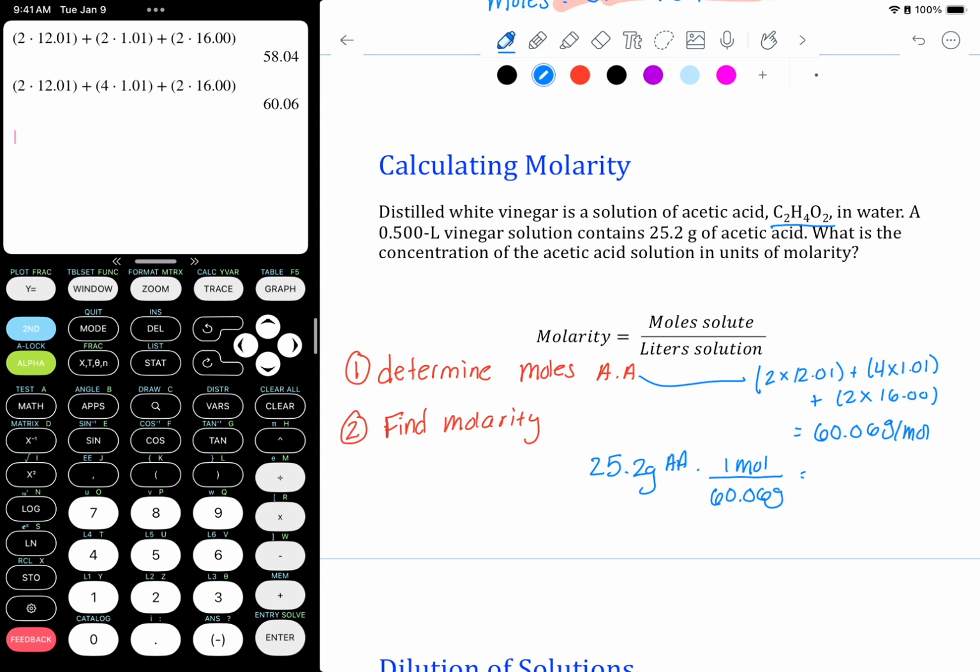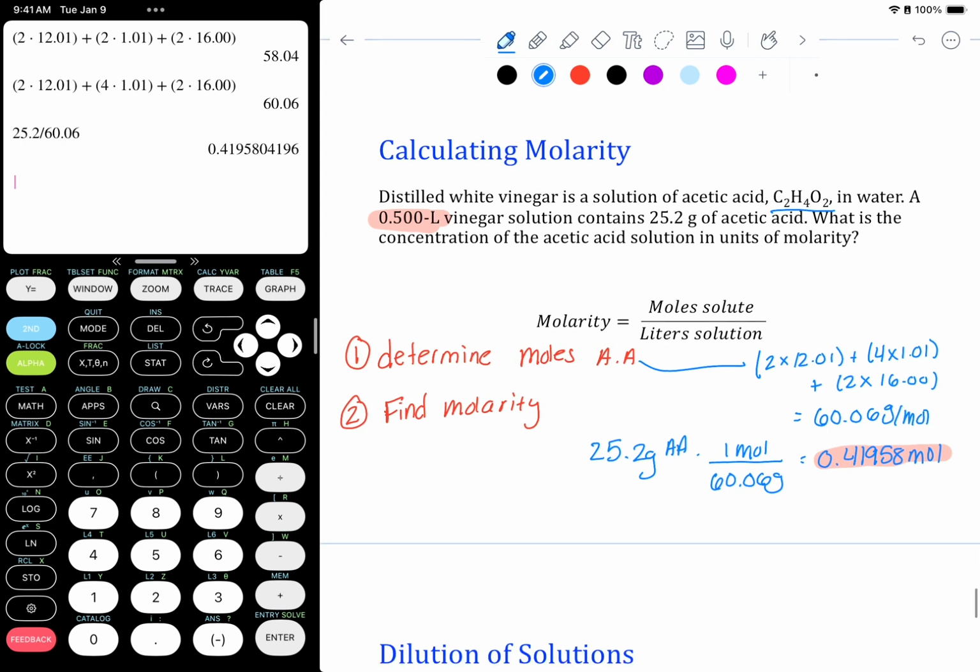So we have 25.2 divided by 60.06. That is equal to 0.41958 moles. Now, because moles is not our final answer, we are not going to round to significant figures yet. We are going to wait until the very end of the problem. So, here's our mole value. Here's our volume value, 0.500 liters of vinegar.